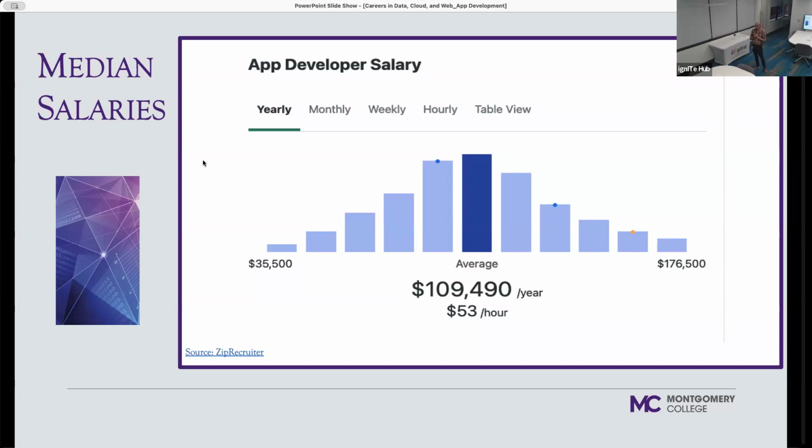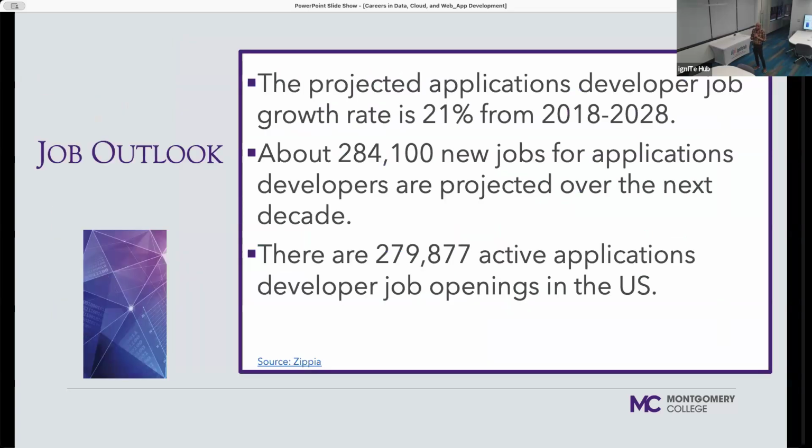Let's look at the job projection for this. 21%. That's pretty healthy. Why is that? Let's talk about where you think that growth is. Where do you think most applications are being designed for? Is it for computers, servers, or mobile devices? It's going to be for mobile devices. Everybody has at least one phone. I have two right here, one personal and the work phone. Every kid has a phone.